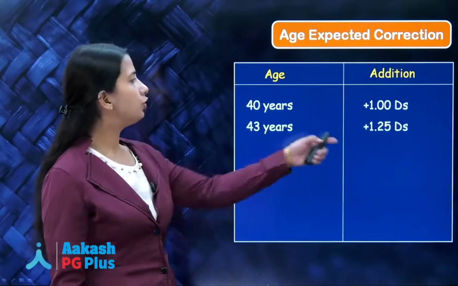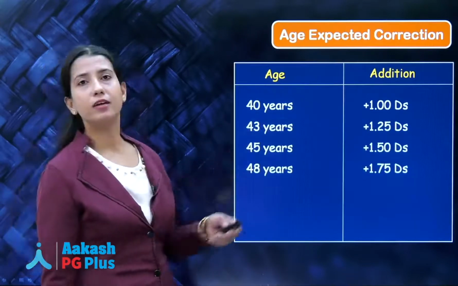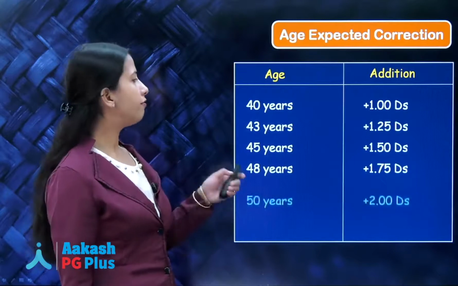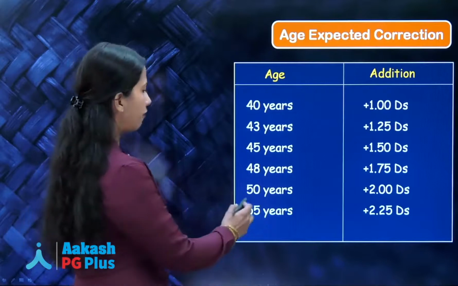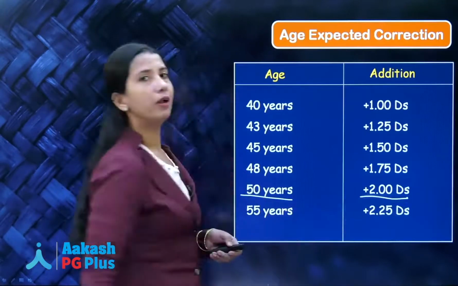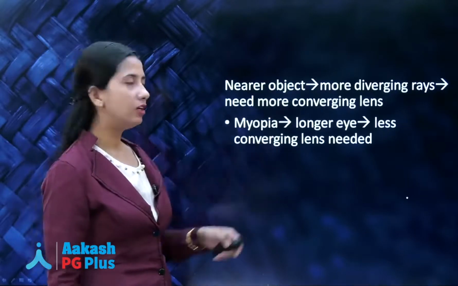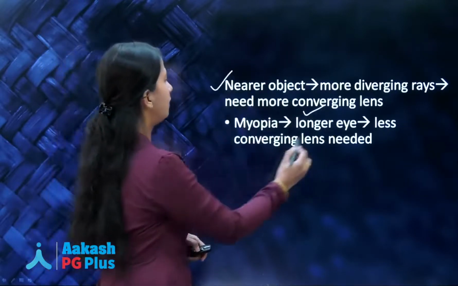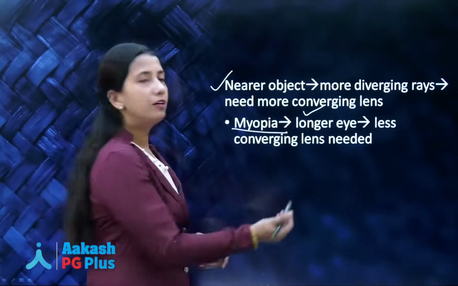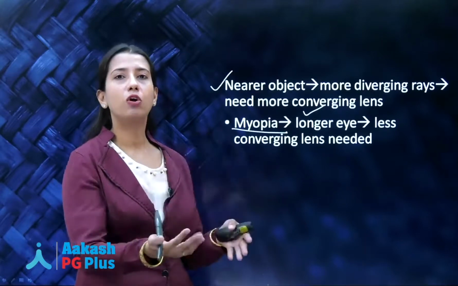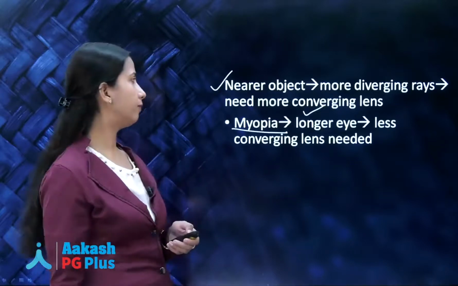So with age you will need to give greater correction to the patient. You can remember it like at 40 years it is around 1 diopters, and every 5 years there is an increment of around 0.5 diopters. So at 50 years of age you need about +2 diopters of correction, and nearer objects need more converging lens. This we have discussed. And in myopes, since they have a longer eye, less converging lens is needed because the eye is longer. Even if you are giving a less converging lens, they will still focus on the retina.